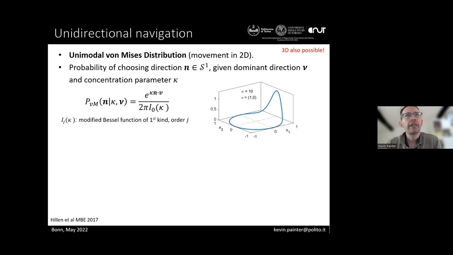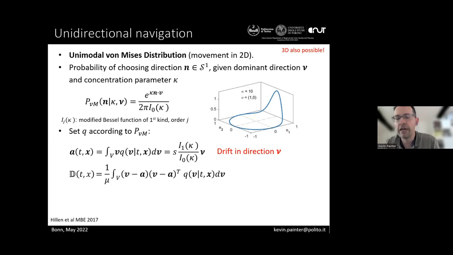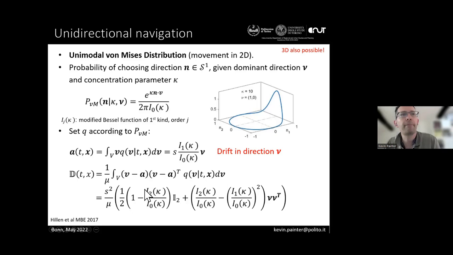The advantage of using this is that if we set my turning distribution according to this, and then try to calculate the macroscopic drift and macroscopic diffusion tensor parameters, I can actually perform explicit calculations. I can write down my drift in terms of the speed of my particles and the parameters of my turning distribution, the concentration parameter kappa and the dominant direction mu. That gives me a drift in the dominant direction, which is what we would expect. My particles will move in that direction. You can also do that for the diffusion tensor matrix. It looks a little bit messy, but it gives me a diffusion tensor matrix that can be decomposed into an isotropic part and an anisotropic part.